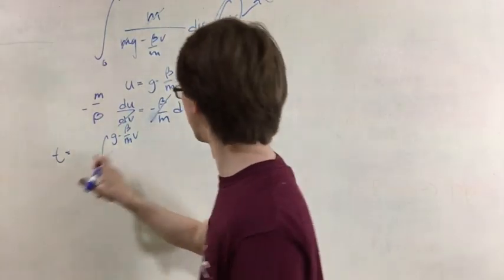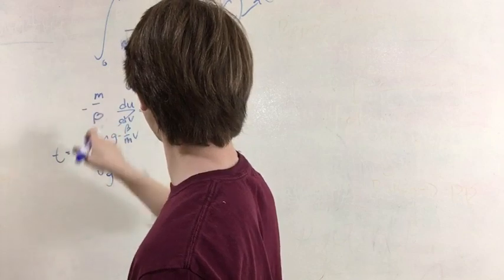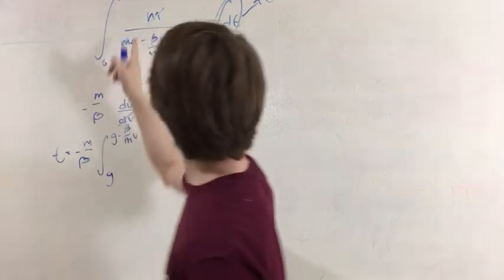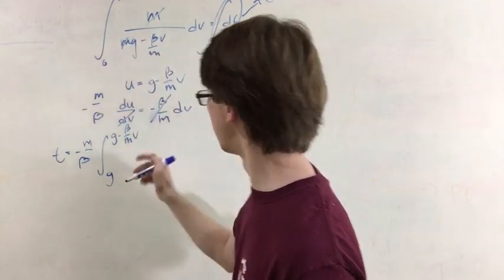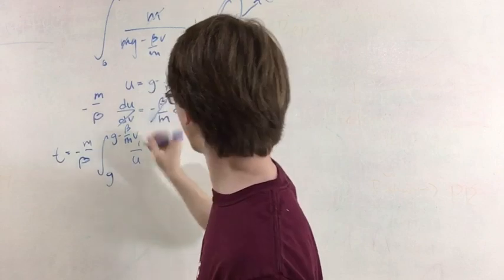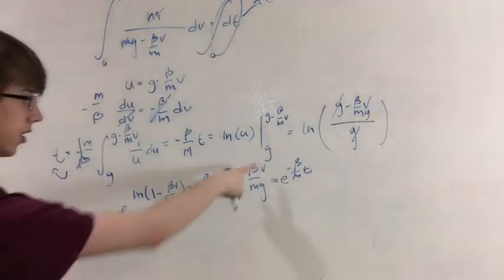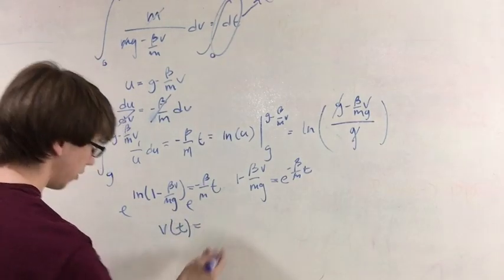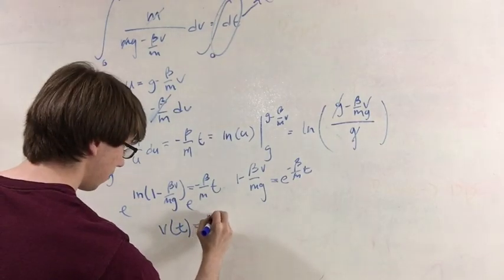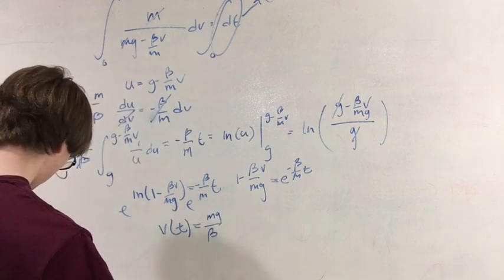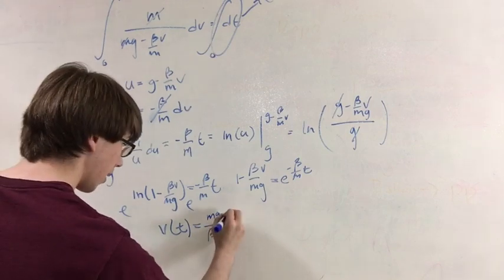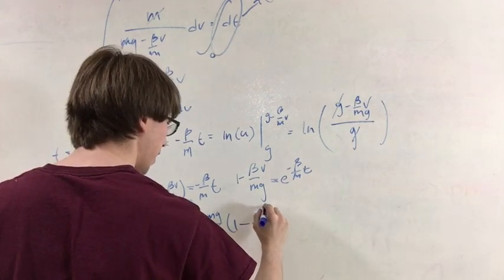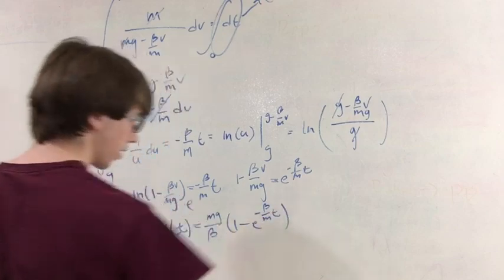The next thing is we're going to plug in that negative m over beta du, so we have negative m over beta right here. Now, that's 1 over this, that's u, so that's 1 over u, and then we plug in our du. Then just solve for v, and you get v of t, your function right there, is equal to mg over beta times 1 minus e to the negative beta over m t.